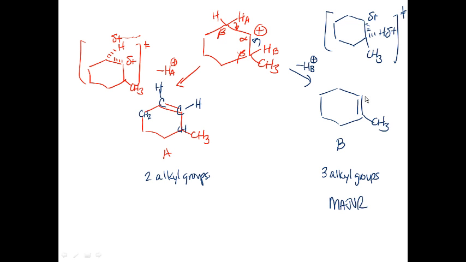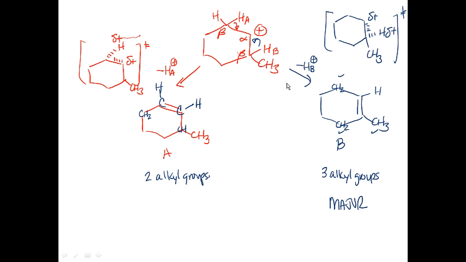So then if I put my hydrogen into B, what do I have? One alkyl group, two alkyl groups, three alkyl groups, and one hydrogen. So there's my three alkyl groups. And the molecule B that has three alkyl groups attached to the carbon-carbon double bond is more stable by Zaitsev's rule. Okay, so product B would be the major product of the reaction.